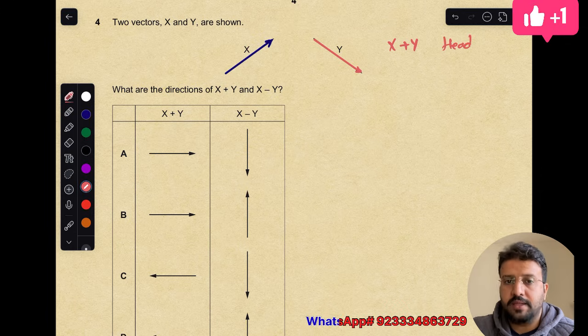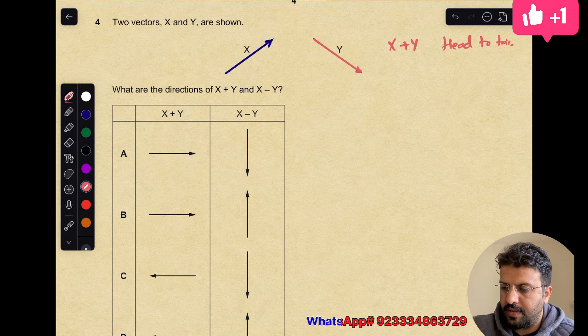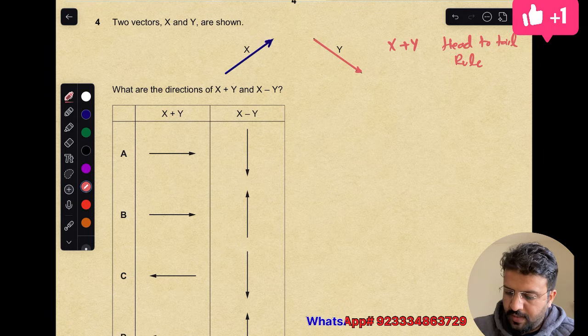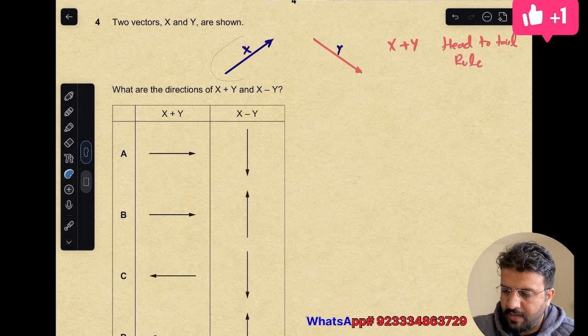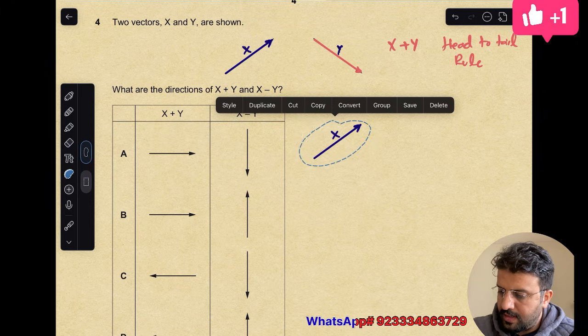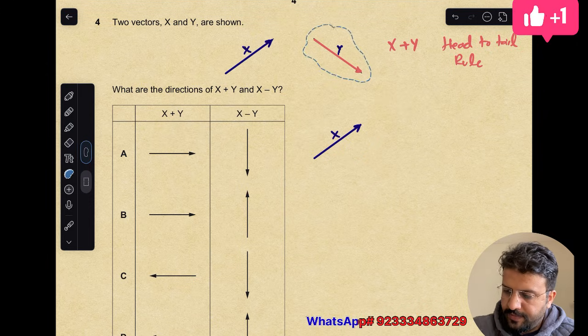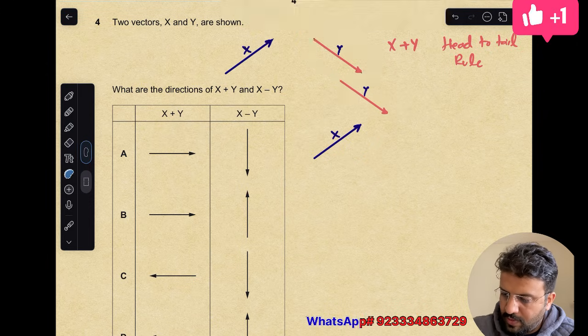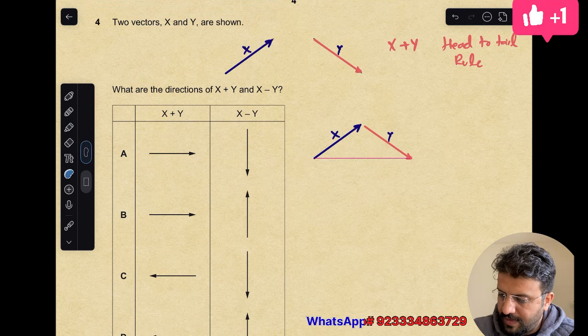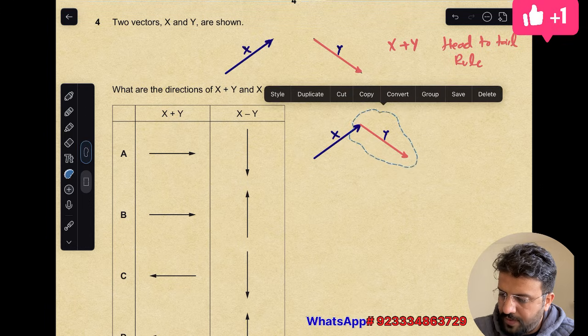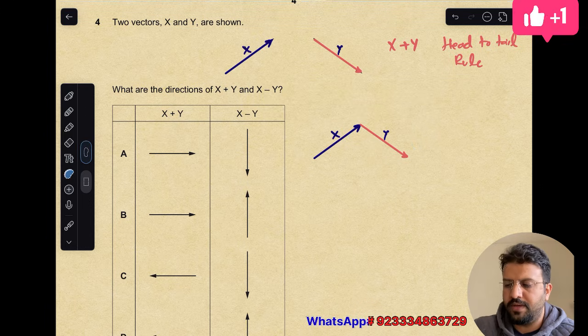I'm going to apply the head to tail rule. What is the head to tail rule? First consider a vector. X is the first vector, let's suppose, and y is the second vector. Let's say x is placed like this, and I place the y vector onto the head of the x vector. The tail of y is exactly on the head of x.